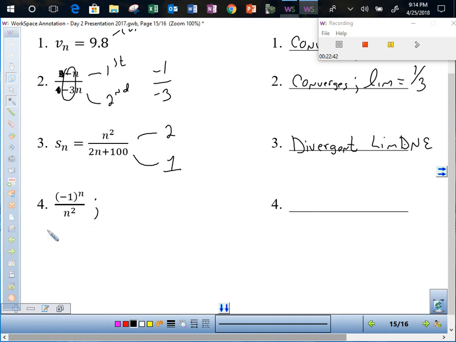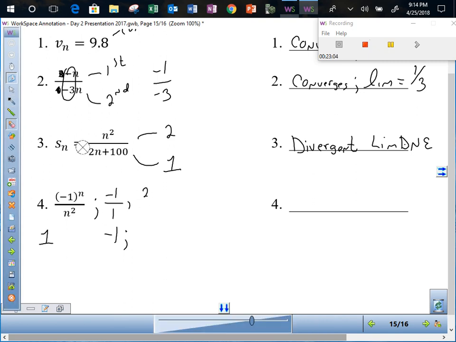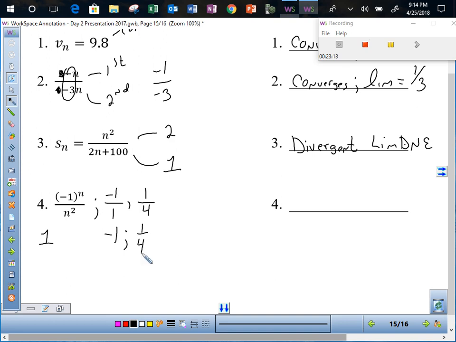Let me plug in a 1 to get the value of the first term. I'm going to have -1 to the first, which is -1 over 1 squared. So my first term is -1. Now let's plug in a 2. -1 squared is 1, over 2 squared is 4. So my second term is 1/4.